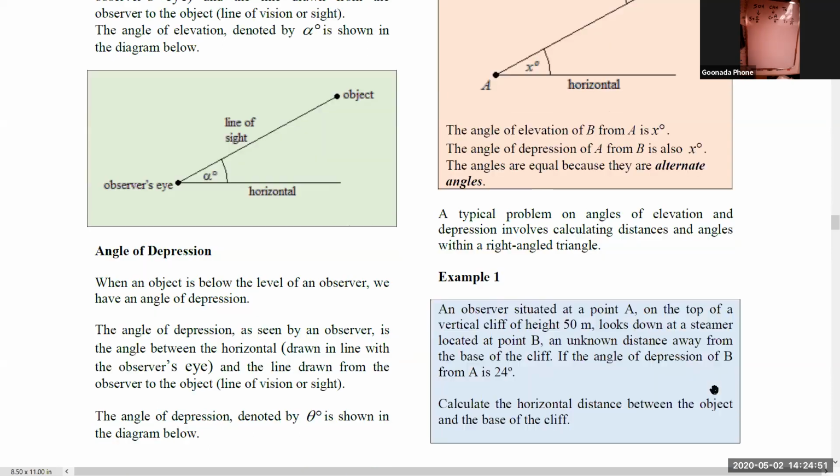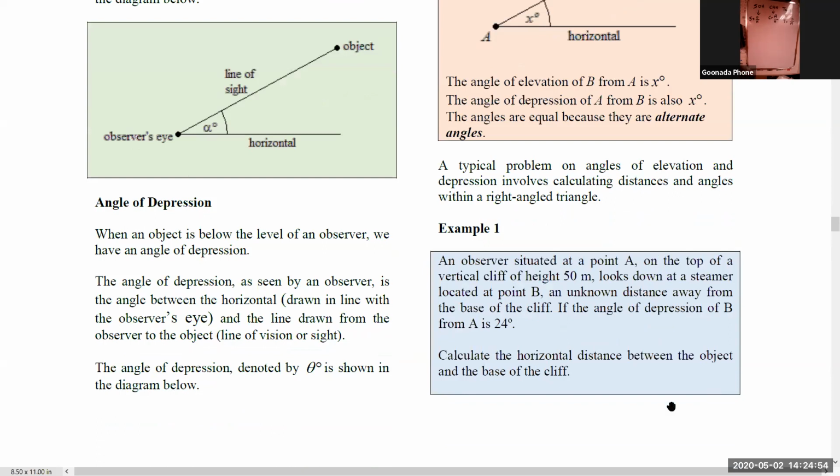Okay? So a typical problem on angles of elevation and depression involves calculating distances and angles within a right-angled triangle. So let us see what I'm talking about. An observer situated at point A on the top of a vertical cliff of height 50 meters looks down at a steamer located at point B, an unknown distance away from the base of the cliff. The angle of depression of B from A is 24 degrees. Calculate the horizontal distance between the object and the base of the cliff.